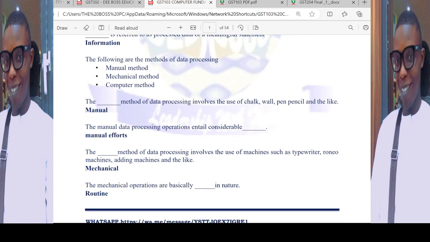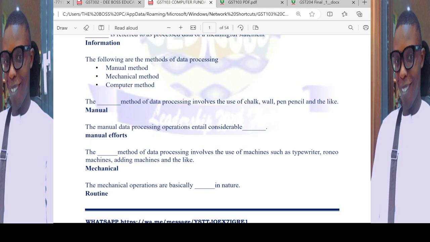Now, the following are the methods of data processing. So we have manual method, mechanical method, and computer method. So these are the different methods of data processing. The manual method of data processing involves the use of chalk, wall, pen, and the like. So when your human strength is involved, you're using your human strength to produce or work on data in order for you to get information, then you're using the manual method.